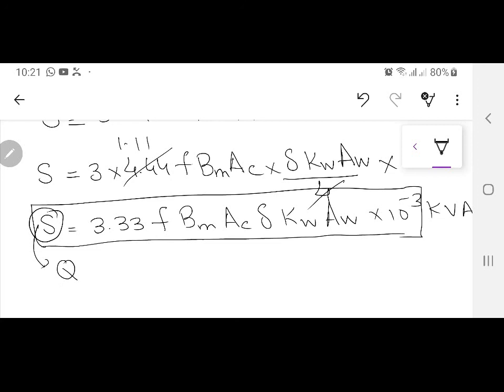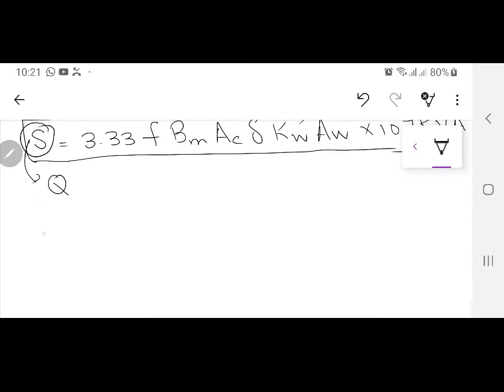Because in a transformer design, we are not interested in the reactive power. We are only interested in the VA rating. So that's why we use this Q also as the total apparent power, but otherwise I am using the variable S over there, the capital S. Now, the last one is the 3-phase shell type.